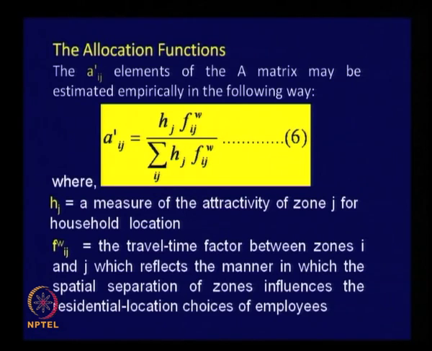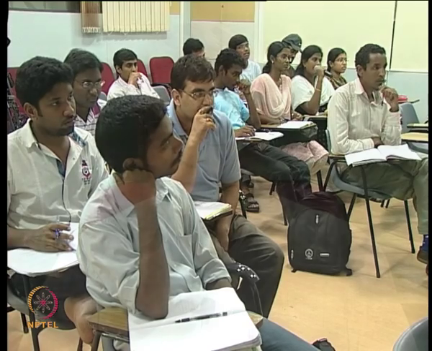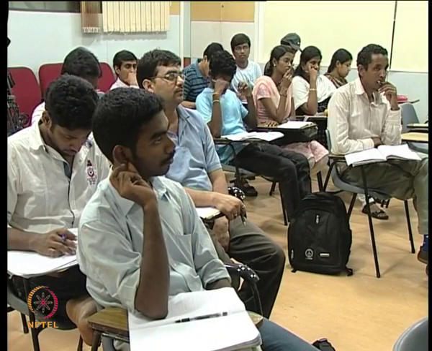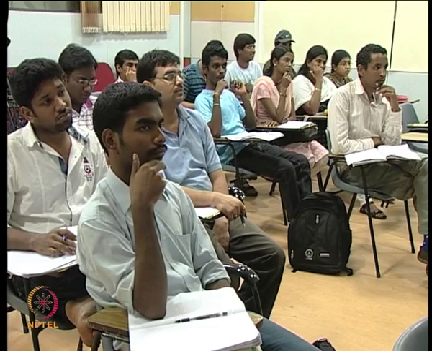for household location? Yes. The reach of a workplace can also be a measure of attractiveness for the zone in a residential location. Yes, her point is the accessibility to workplace could be one of the factors governing the attractivity of a zone as a residential area. Is it acceptable? Yes or no? Yes, it is acceptable.